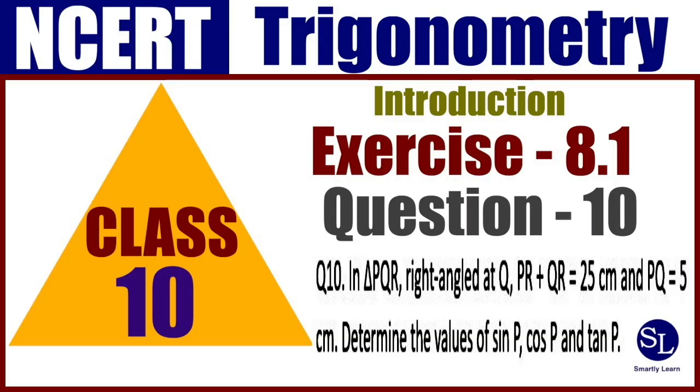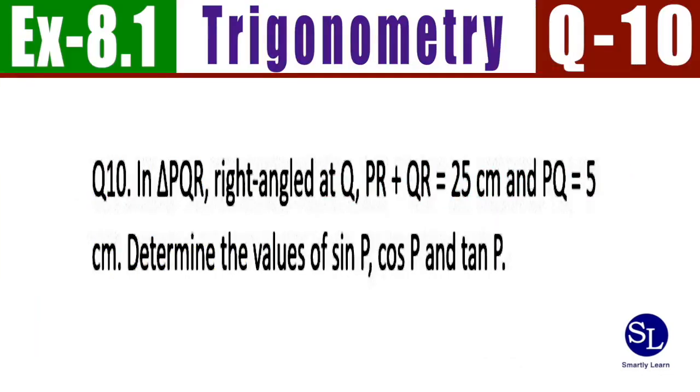In this video, let's see how to solve the 10th question in exercise 8.1. In triangle PQR, right angle at Q, PR plus QR is equal to 25 centimeters and PQ is 5 centimeters. Determine values of sin P, cos P and tan P.